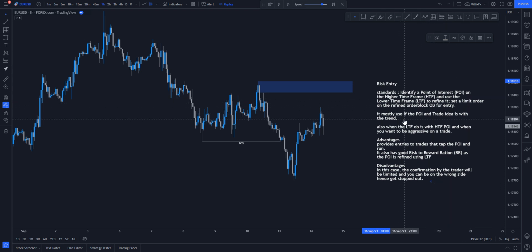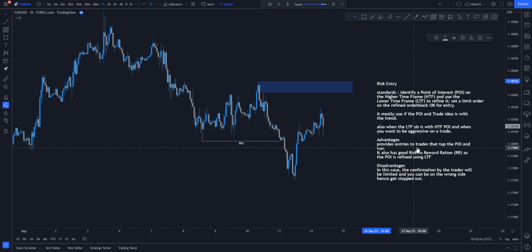It is mostly used if the POI and trade idea is with the trend. If it is with the trend, as usual, make sure you see a break of structure and other things aligning with the trend, for example in a downtrend. It is also used when the lower time frame OB is within the high time frame POI, and when you want to be aggressive on a trade. This is the type of entry where you want to enter the trade no matter what, with or without confirmation. You just want to be aggressive.